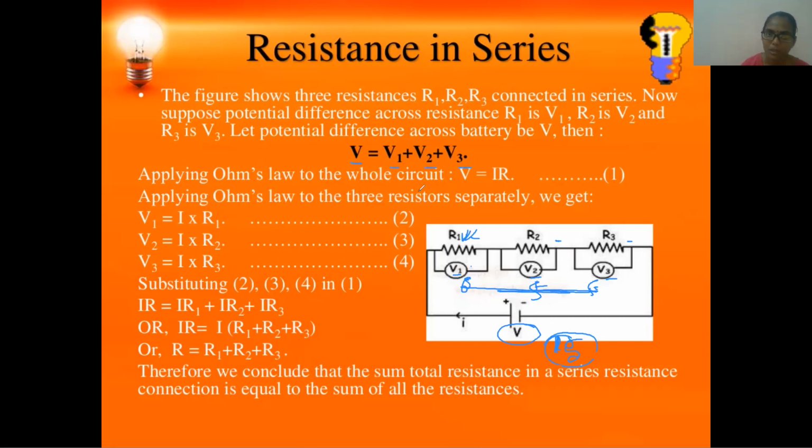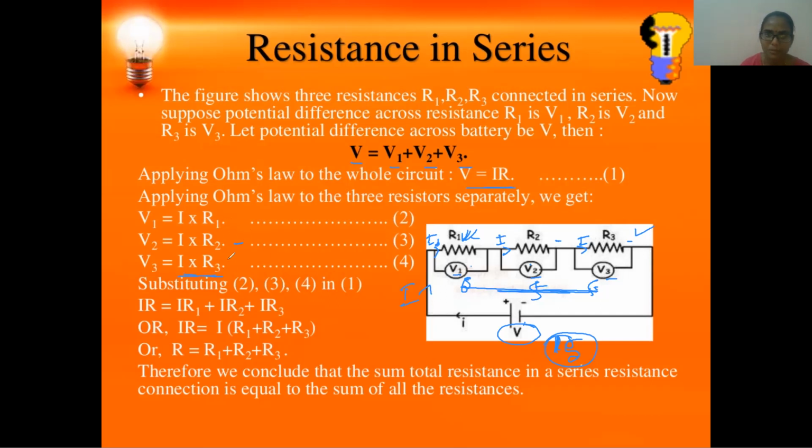Applying Ohm's law for the whole circuit, what do you get? V equals IR, right? The total voltage we are providing equals the total resistance times the total current flowing in the circuit. Applying Ohm's law for the three resistors separately, the voltage is the current coming through it times the resistance. So V1 equals I into R1. Here also the current is I only, because the current is the same through all three. So V2 equals I into R2, and V3 equals I into R3. Like this, we take the three resistors' separate equations.